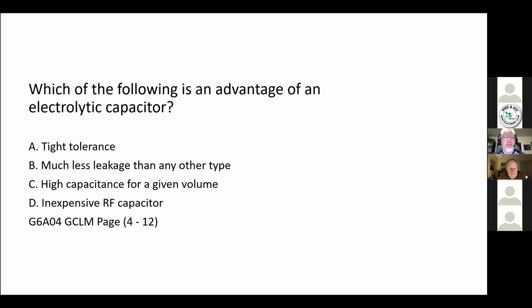Which of the following is an advantage of an electrolytic capacitor? A, it has tight tolerance. B, much less leakage than any other type. C, high capacitance for a given volume. Or D, inexpensive RF capacitor. Charlie. Yeah, they're usually silver, blue, or black, and they're used a lot of times in power supplies. Okay.